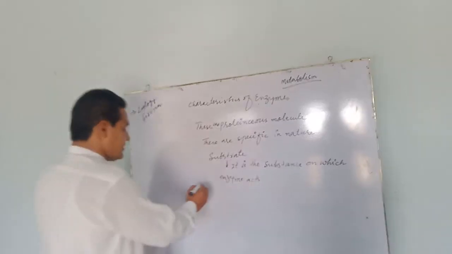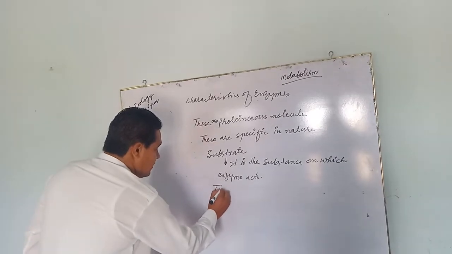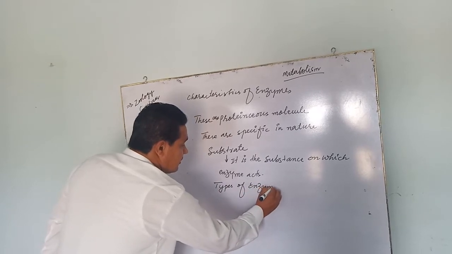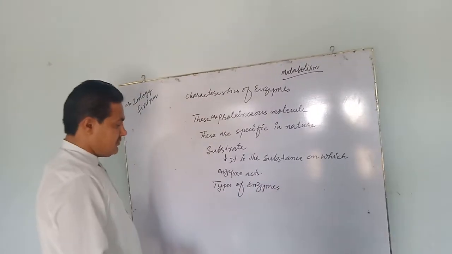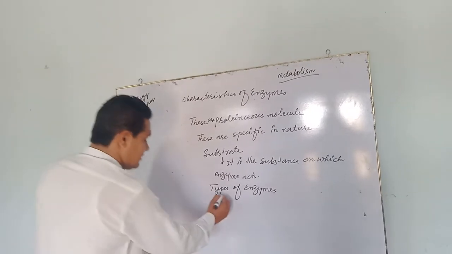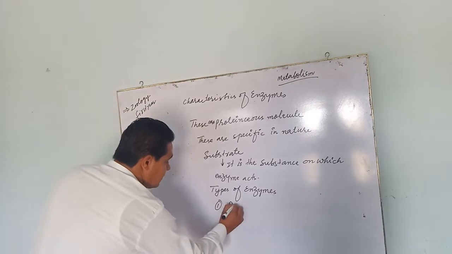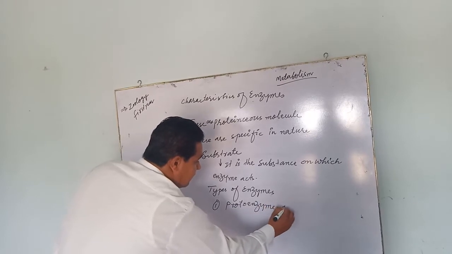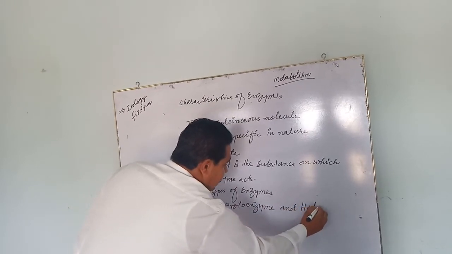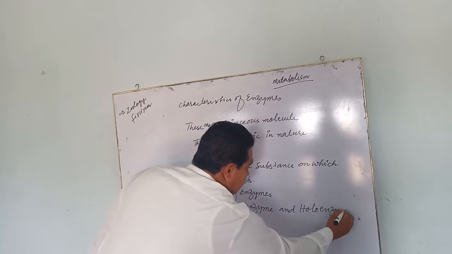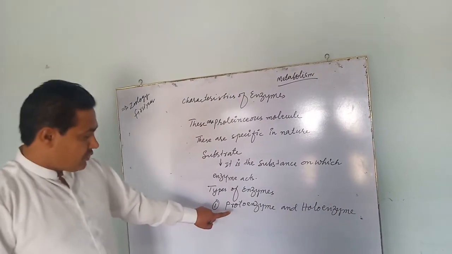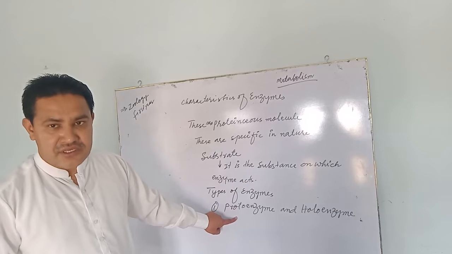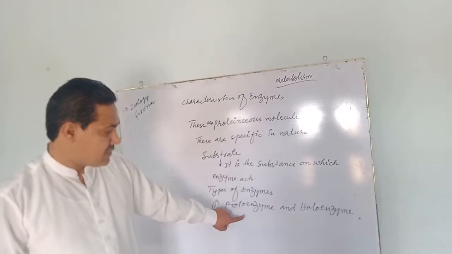Now, types of enzymes. There are two types of enzymes. Number one is protoenzyme and the other is holoenzyme or conjugated enzyme. Protoenzyme is that enzyme which is made up of protein only.